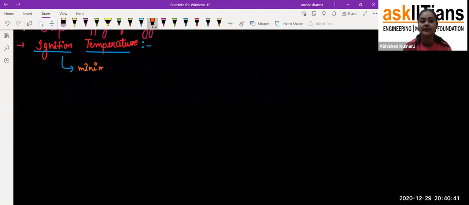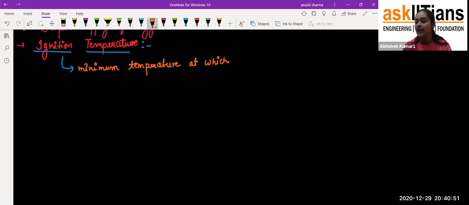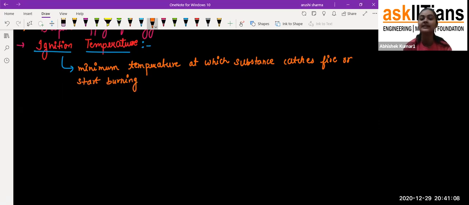It is the minimum temperature at which a substance catches fire, or starts burning. Or you can say it is the lowest temperature at which the substance starts burning, or catches fire.